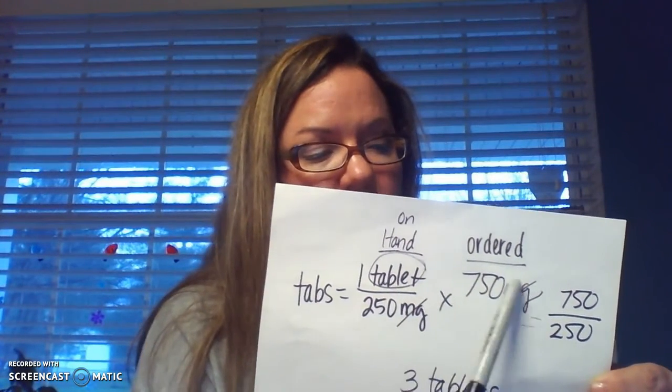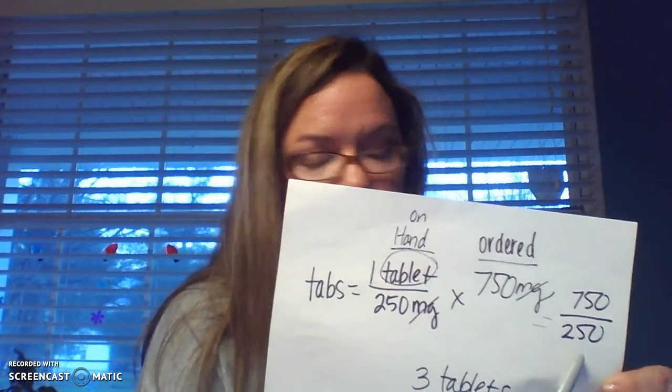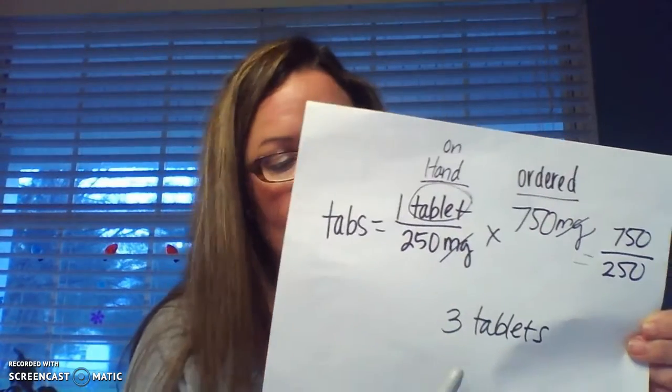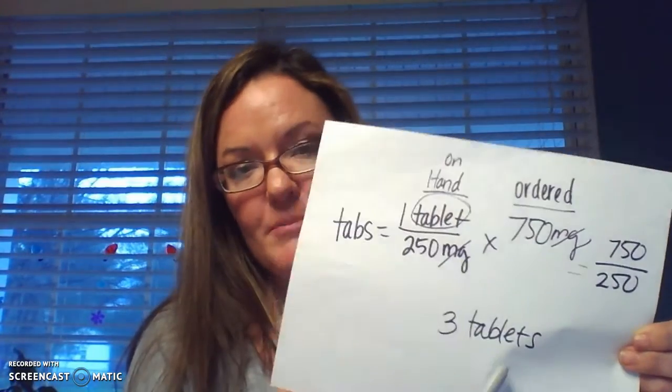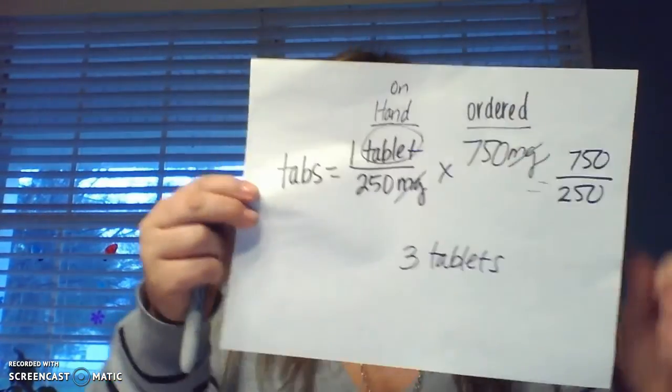I'm going to multiply these straight across. Then I'm going to divide. And I know this is real simple math here, but I'm going to end up with 3 tablets. Okay, this is your basic dimensional analysis and how you set that up.